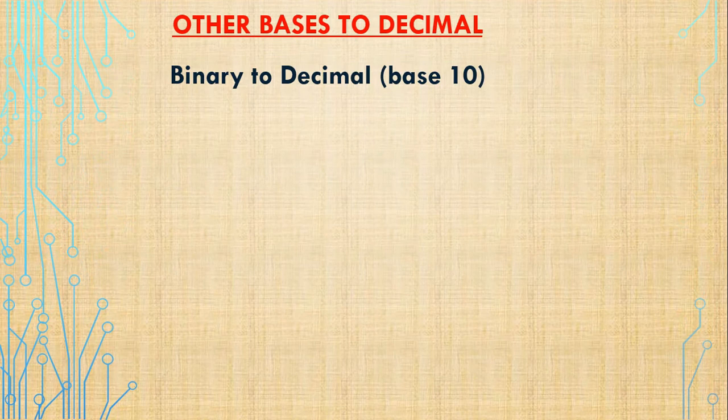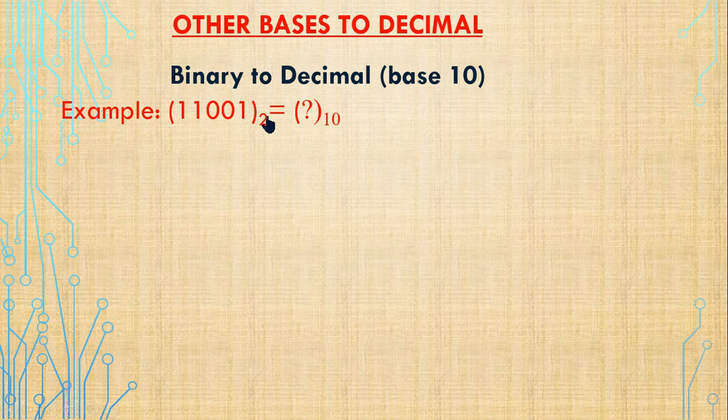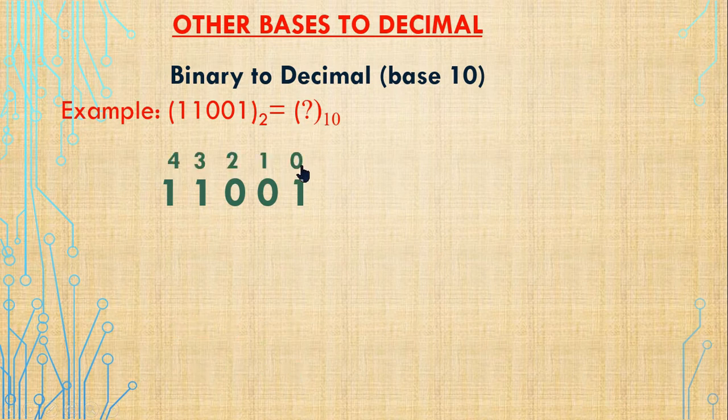Now from other base to decimal, we shall begin with the binary to the decimal number base. Let's take, for example, 11001 in base 2. We want to convert it to base 10. What do we do? We simply write the numbers and begin from 0, increasing the power: 0, 1, 2, 3 and 4.